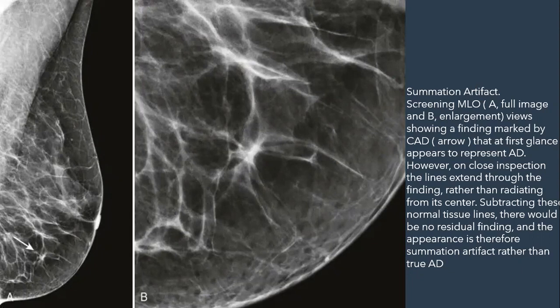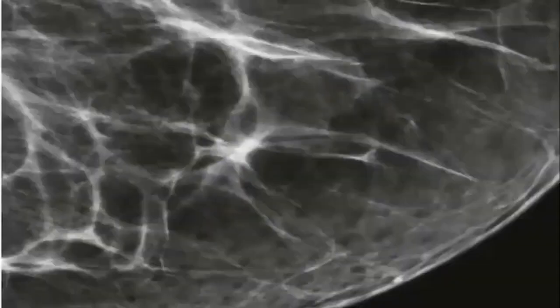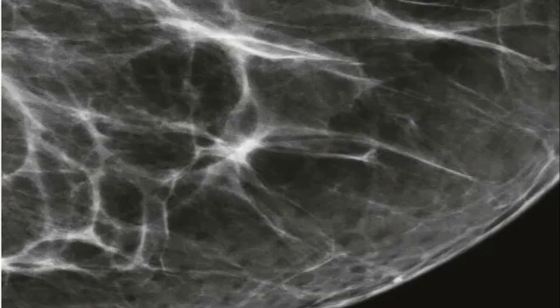No comment? Is it architectural distortion? Okay. Now, architectural distortion or summation? Hint.